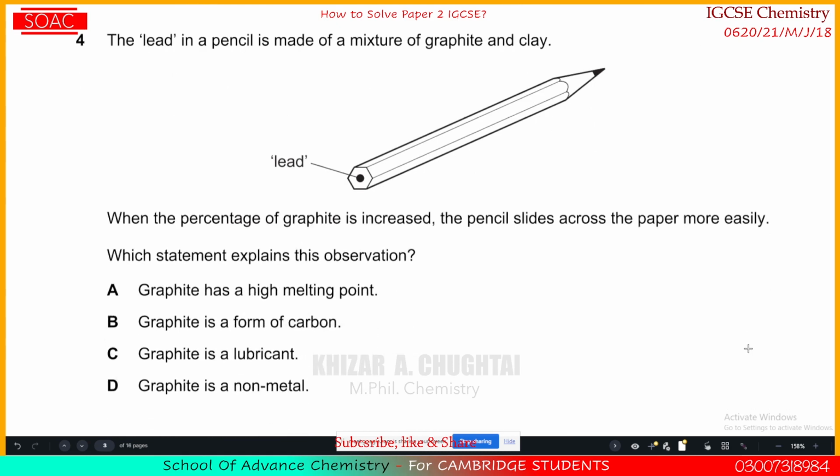Lead in a pencil is made up of a mixture of graphite and clay. When the percentage of graphite is increased, the pencil slides across the paper more readily. Which statement explains this observation? Graphite has a high melting point? No. Graphite is a form of carbon? No. Graphite is a lubricant? Yes. As it is sliding, the sliding properties are related to lubricancy. So graphite is a lubricant.